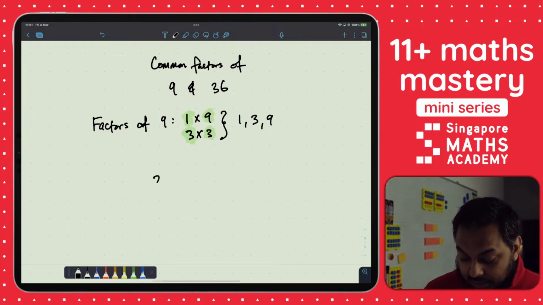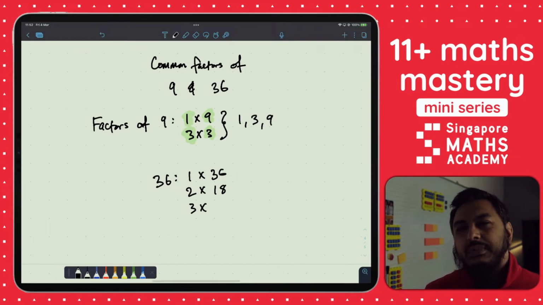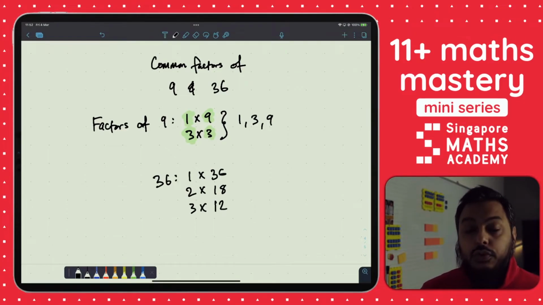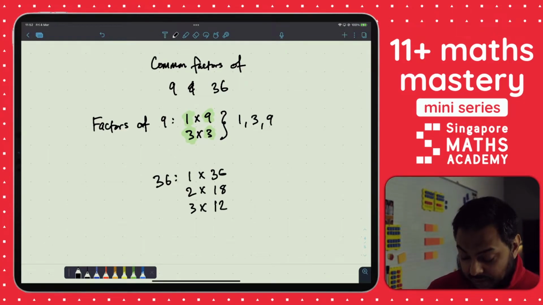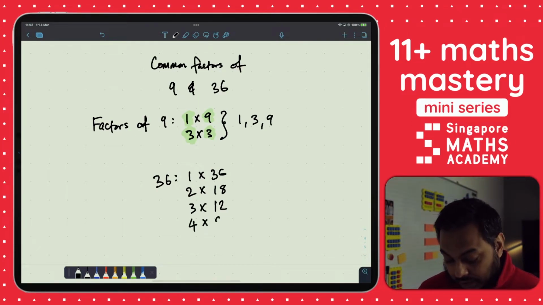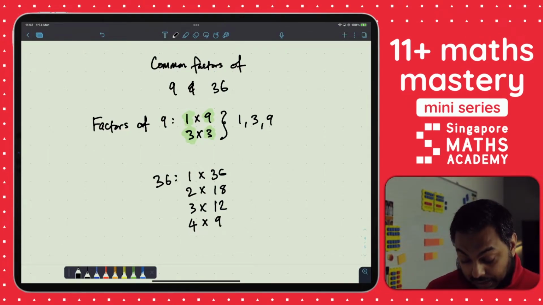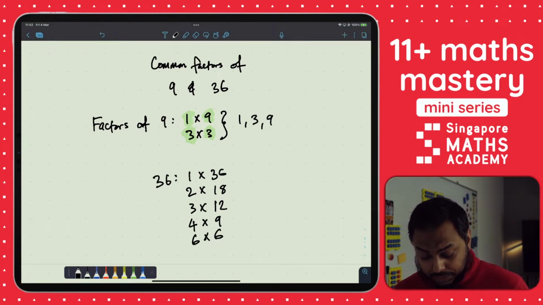Factors of 36 are going to be, let's see, 1 times 36, 2 times 18, 3 times 12 is going to be 36. What else is there? Is there 4? Oh, there's quite a few here, right? 4 times 10 is 40, so 4 times 9 must be 36. 5 is not a factor. 6 I have not got yet. 6 times 6 is 36. 7 is not a factor. Is 8 a factor? 8, 16, 24, 32, 40. No, it's not.